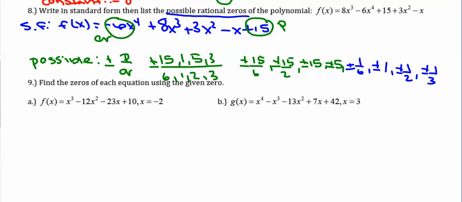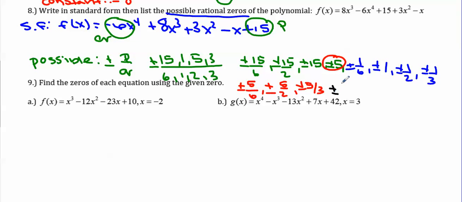Then I'm going to take 5 and divide it. So I have plus or minus 5 over 6, plus or minus 5. But remember, I have it right there, so I don't need to list it twice. So then the next one would be plus or minus 5 over 2, plus or minus 5/3. And then lastly, I need to take 3 and divide it by everything.